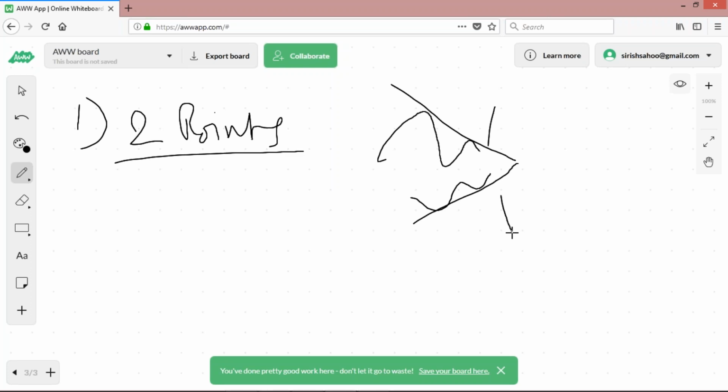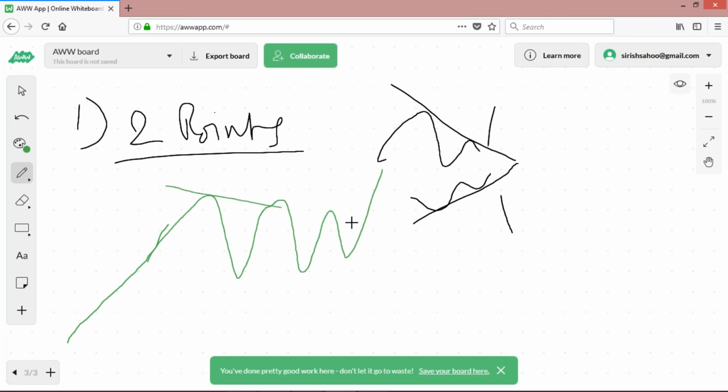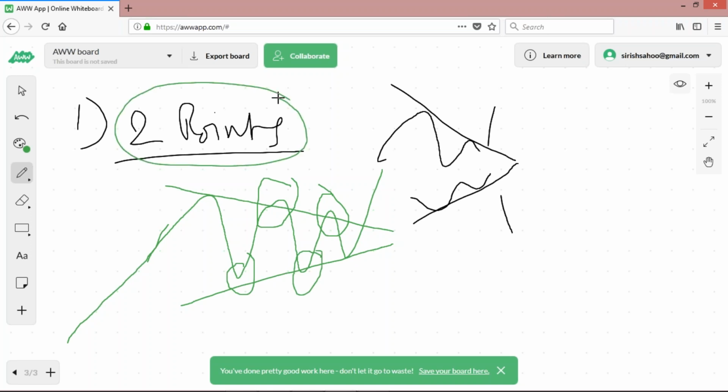So how does it work? Let me draw and tell you. If this is a continuation pattern and here it is forming a shape like this, approximately, I'm not drawing it exactly. Here I have drawn 3 points. What exactly it is, you should have at least 2 points on each side. So 2 points on each side, so the total is 4 points, which will then confirm a symmetrical pattern.